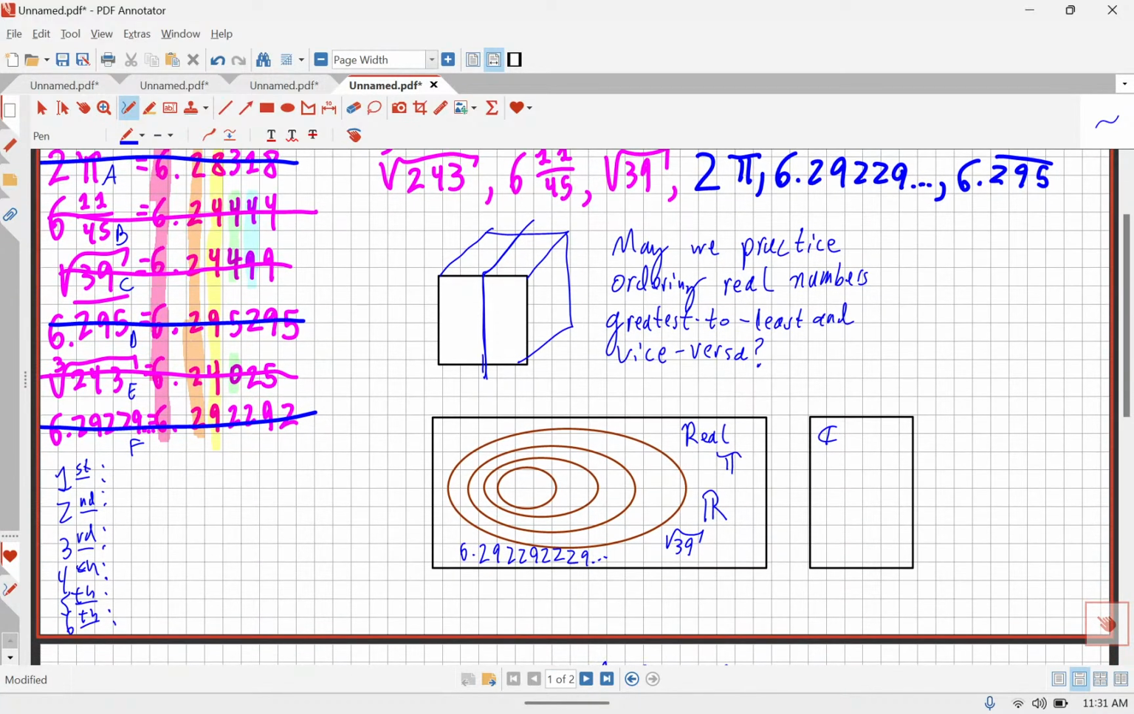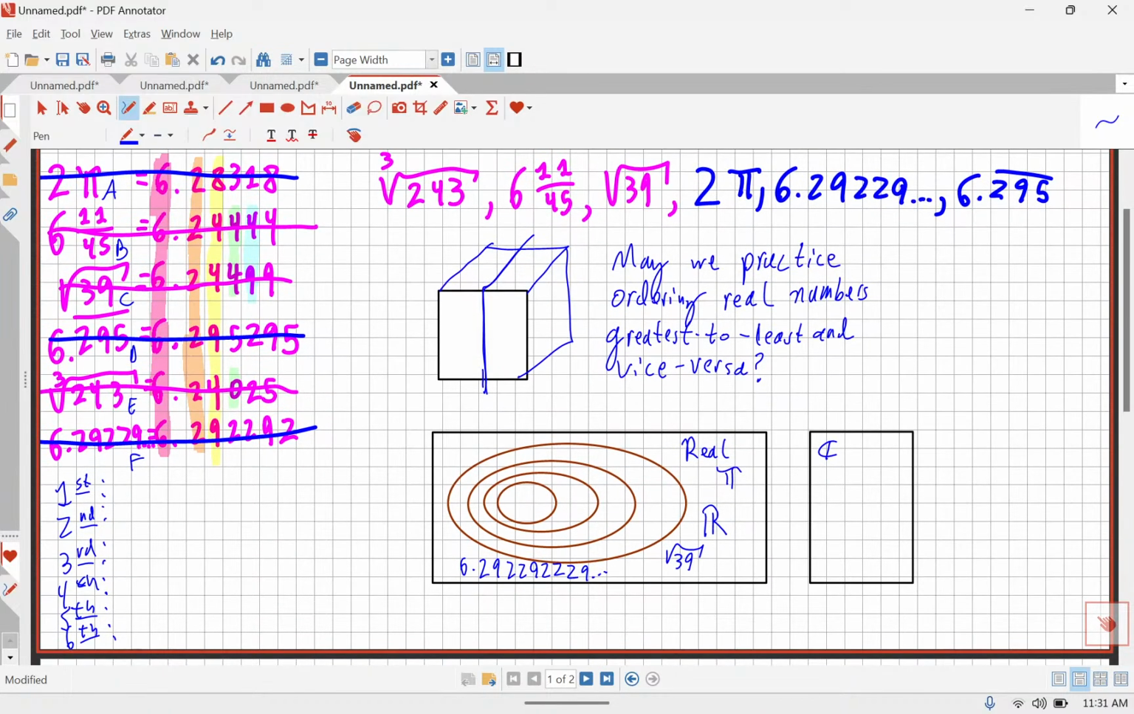Guys, which of these was the first in our list? A, B, C, D, E, or F? It was E, right? So you would put E as the first member of the list. What was the second member of the list? B. What was the third member of the list? C. The fourth? The fifth? F. And the sixth? D. That's how you do it. Does that make sense, guys? So it's not like you have to type in these things, okay?